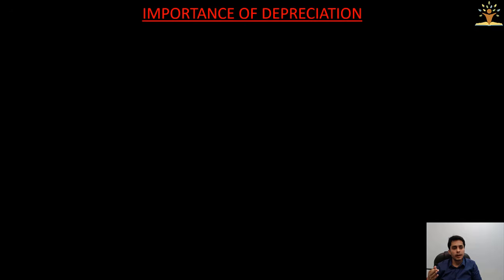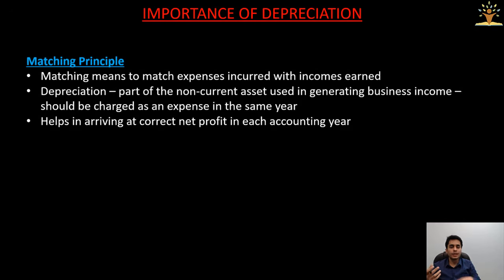There are two main accounting principles that form a base for providing depreciation. One of them is the matching principle. Matching principle means that you need to match your expenses as accurately as possible with the income or revenues earned. So when a non-current asset is purchased, what happens if you transfer the entire cost of the non-current asset to the income statement in the first year itself? That's not correct because that non-current asset will help you earn revenues for the next few years. If you transfer the entire cost to the income statement of the first year itself, you are understating your profits because your expenses would be very high, and that would not be real.